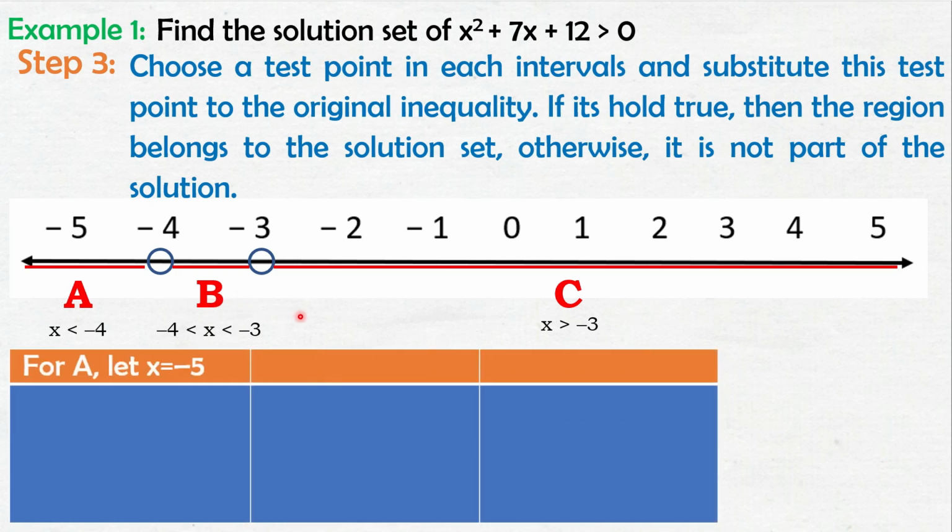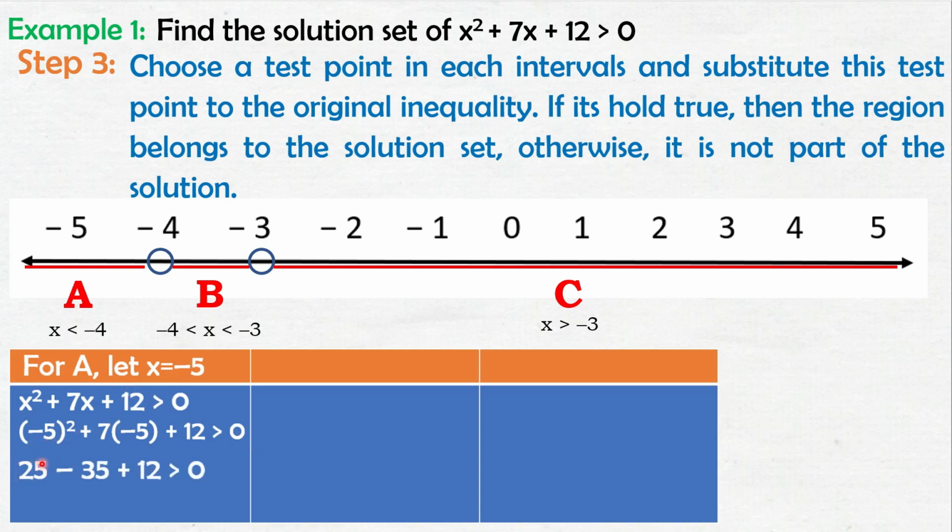So, start tayo sa region A. Sa region A or interval A, kukunin kong number ay si negative 5. Okay, pwede nyo rin kunin si negative 6, negative 7, basta less than negative 4. So, substitute ko siya sa given quadratic inequality. So, palitan ko lang si x ng negative 5. So, negative 5 squared plus 7 times negative 5 plus 12 greater than 0. Simplify. Negative 5 squared, that's 25. 7 times negative 5, that is negative 35. Plus 12. Then, simplify lang natin ito, makuha natin ay 2 is greater than 0. Which is true. Kasi si 2, di ba?